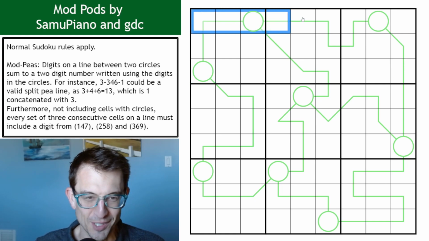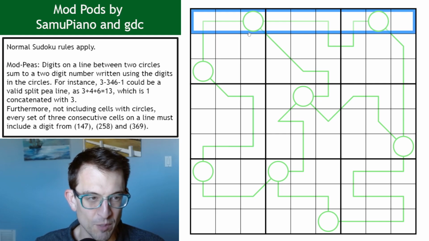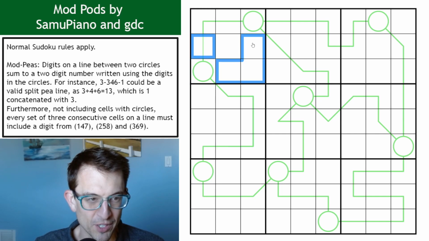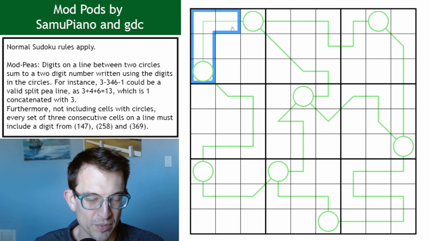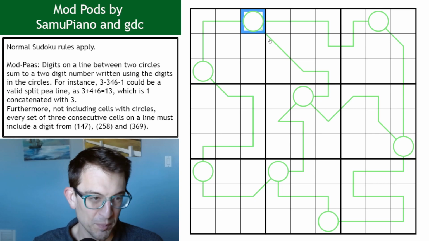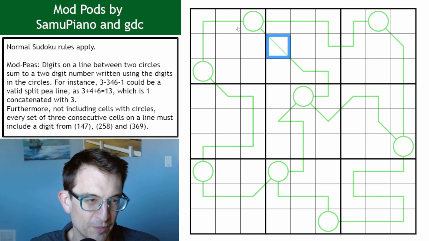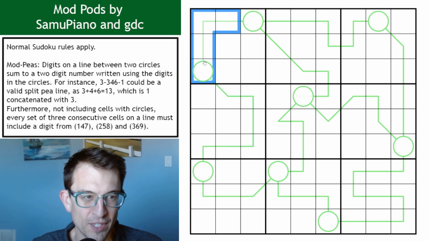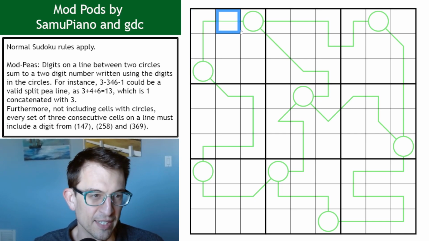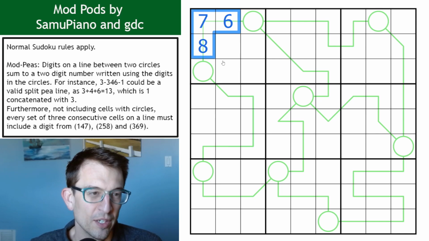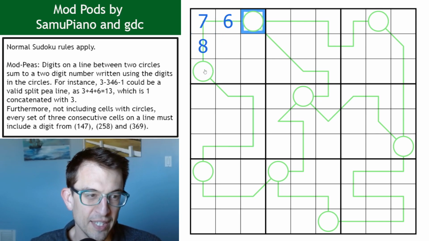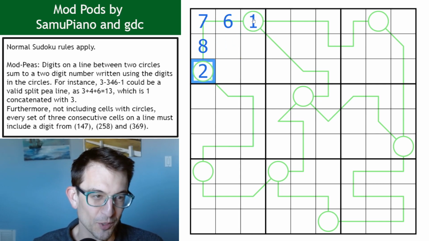So normal Sudoku rules apply. We've got the digits 1 to 9 once each in every row, every column, and every marked 3 by 3 box. And then we have these split P lines, although these are called Mod Ps because there's an additional rule. In general, split P puzzles are like pill arrows, if you know what those are, but with the pill split up. So the basic rule, let's take this one as an example, is if I take all of the digits on a line, like let's say these were 6, 7, and 8, well, these would sum to 21. So since these sum to 21, these two digits have to be in some order 2 and 1.